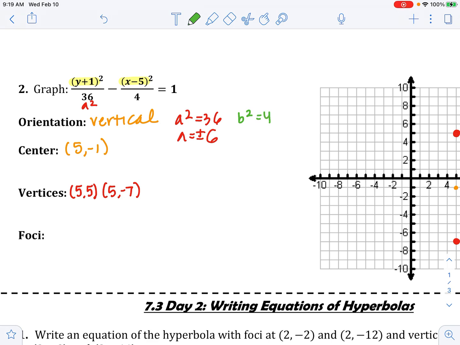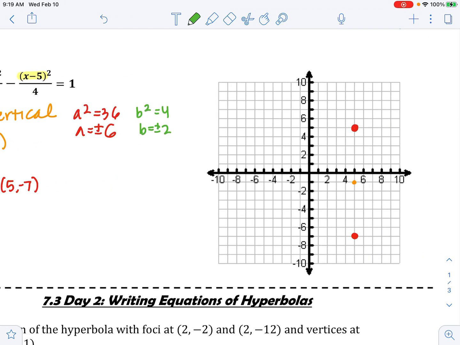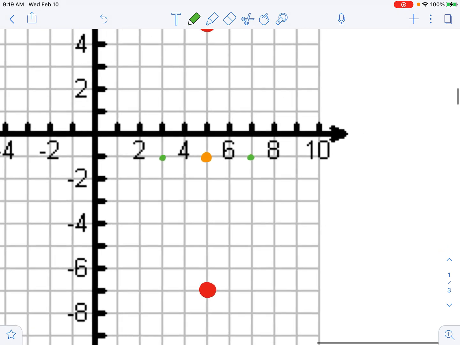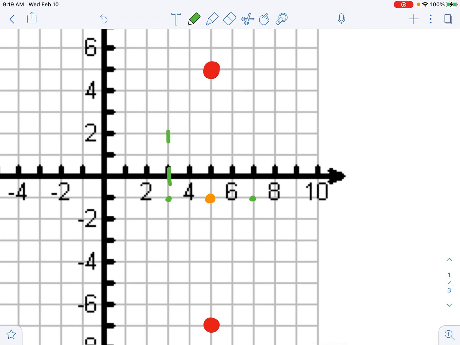All right, so now I need b to make my framework. So b squared is 4. b is plus or minus 2. So I'm going to go right and left 2 from my center. And then I'm going to create a rectangle from this.